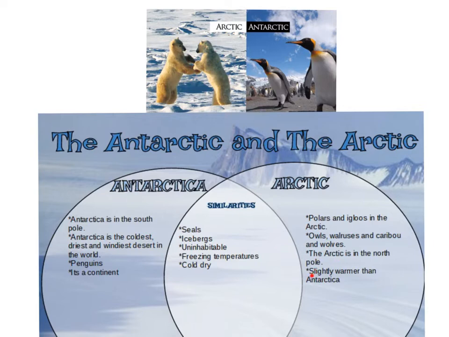The Arctic is in the North Pole and it's slightly warmer than Antarctica. I wouldn't say slightly, it's like 20 degrees or more of difference, which is a lot. On the worst days, of course. And here in the center of our Venn diagram, we have some similarities. Which are the similarities? Well, both of them have got seals, both of them have got icebergs, both of them are uninhabitable, they have freezing temperatures, and they have dry, cold weather.